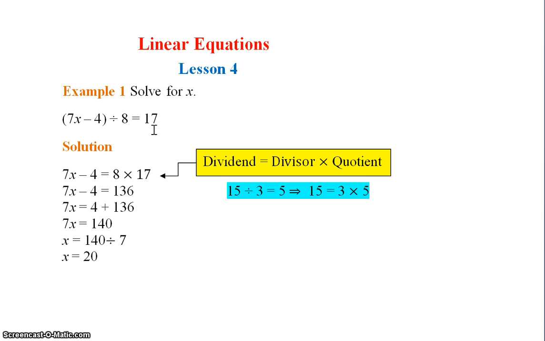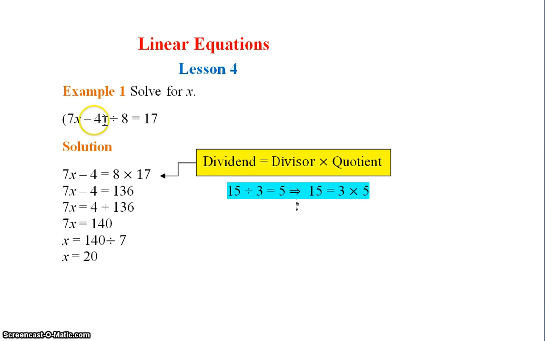To solve this equation, we will apply the rule: dividend equals divisor times quotient. Look at the following example. 15 divided by 3 equals 5. 15 is the dividend, 3 is the divisor, 5 is the quotient. You can rewrite this equality the following way: dividend 15 equals divisor 3 times quotient 5. We do the same with our equation.